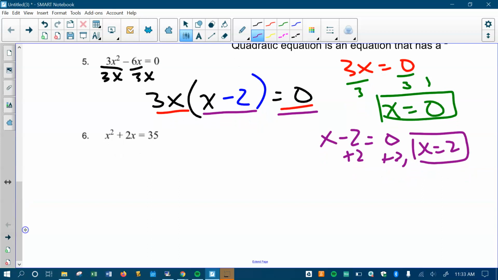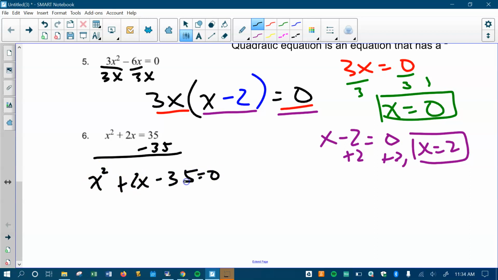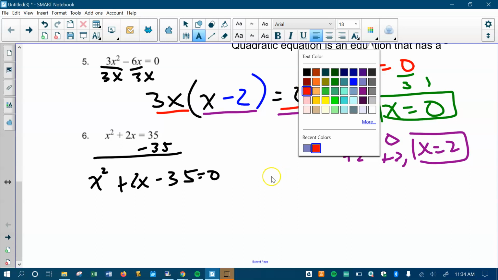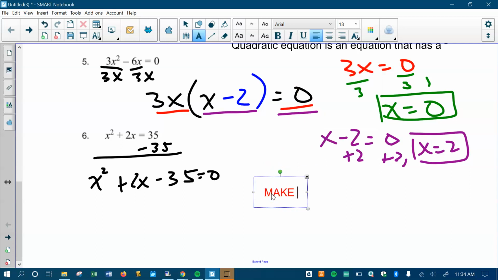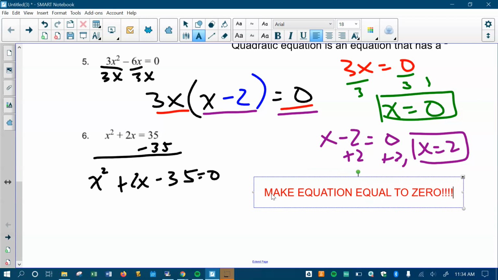Let's do this again. So x squared plus 2x equals 35. What I'm first going to ask you to do before I ask you to pause is make the equation equal to 0. And that part will take you a long way in your math. Take an equation and set it equal to 0. I'm going to put that in red because that's super important. Make the equation equal to 0.